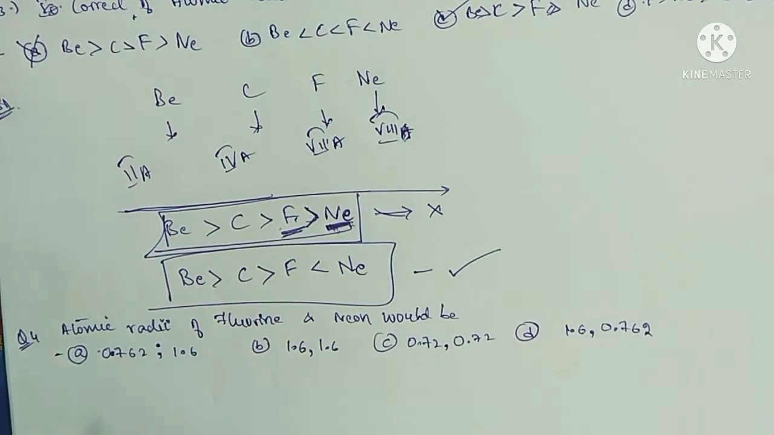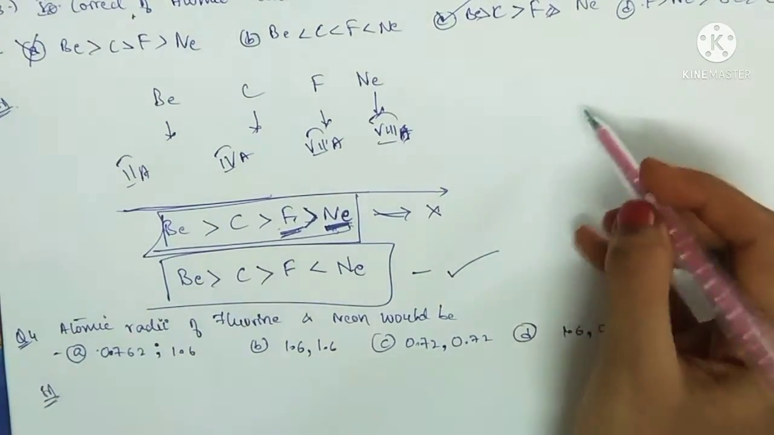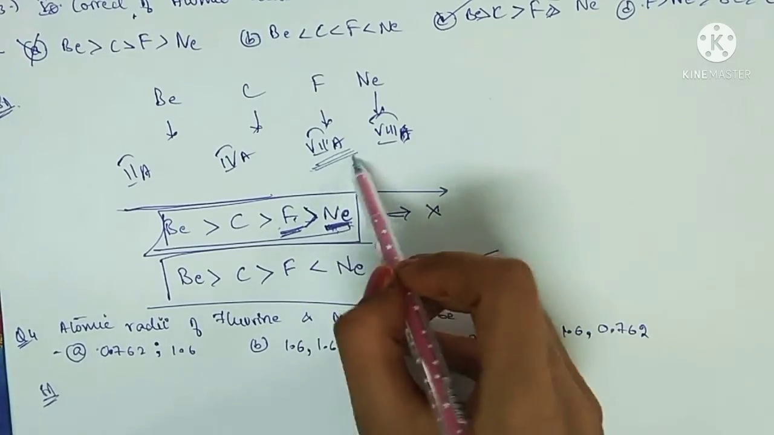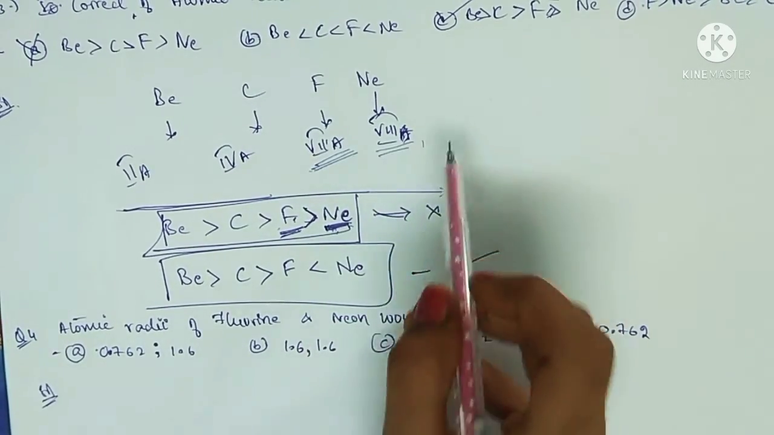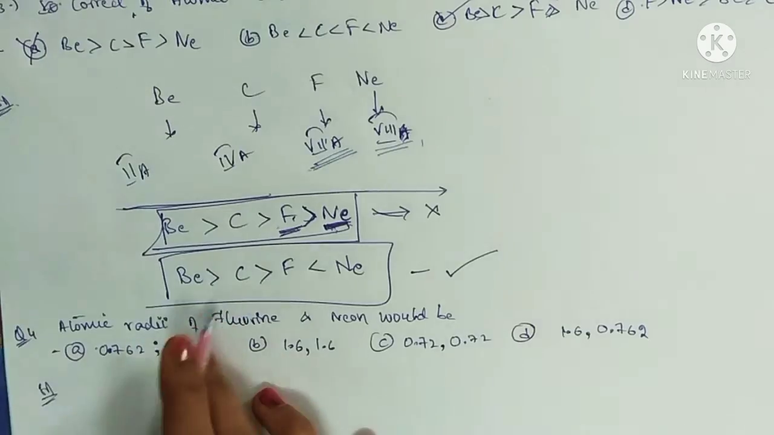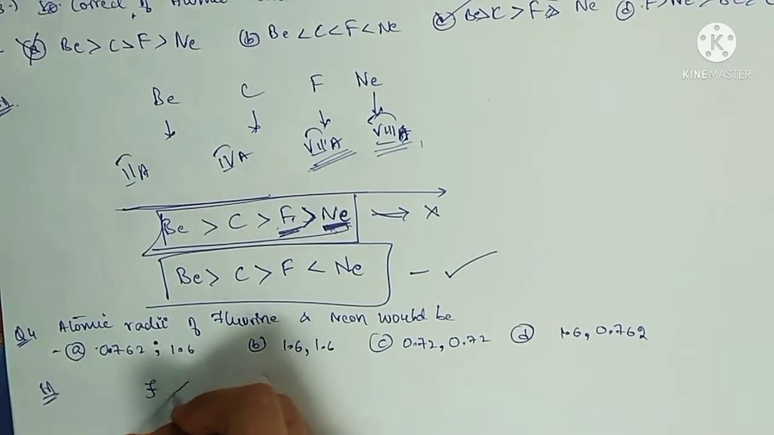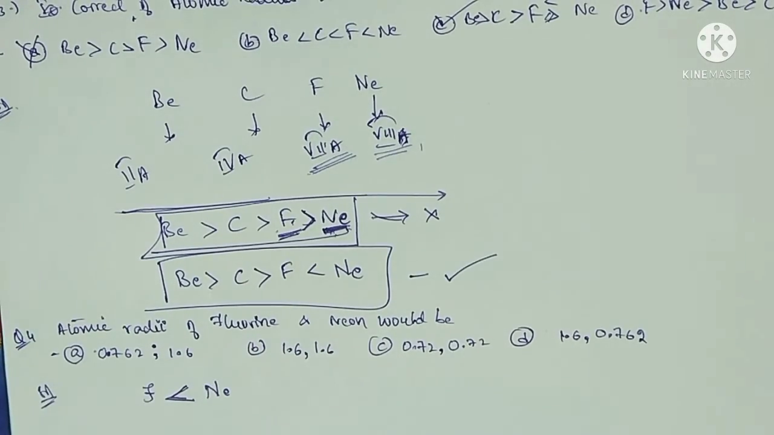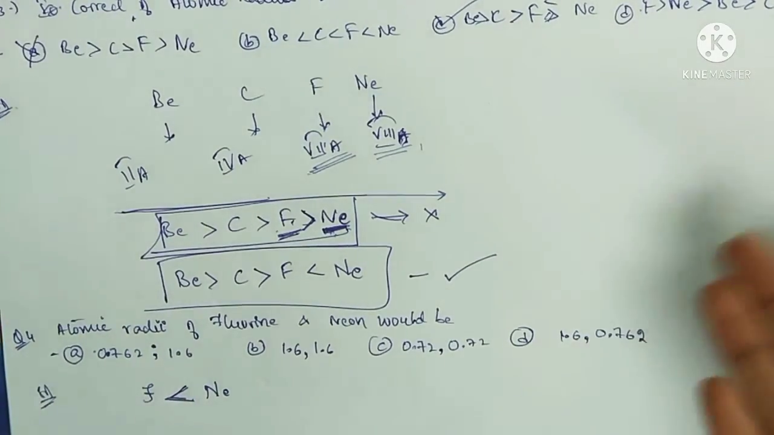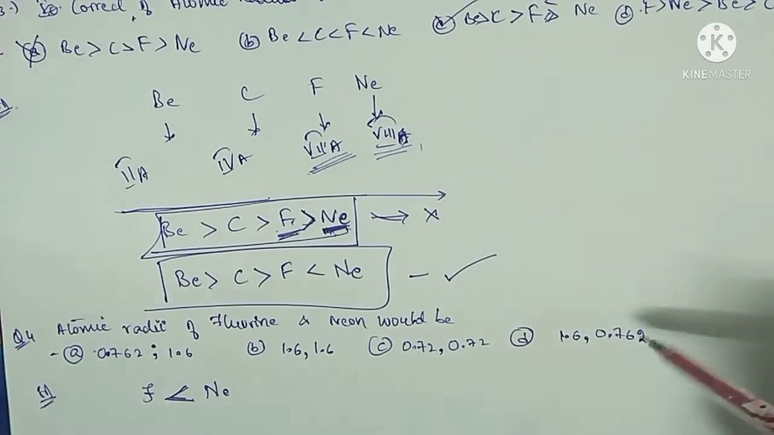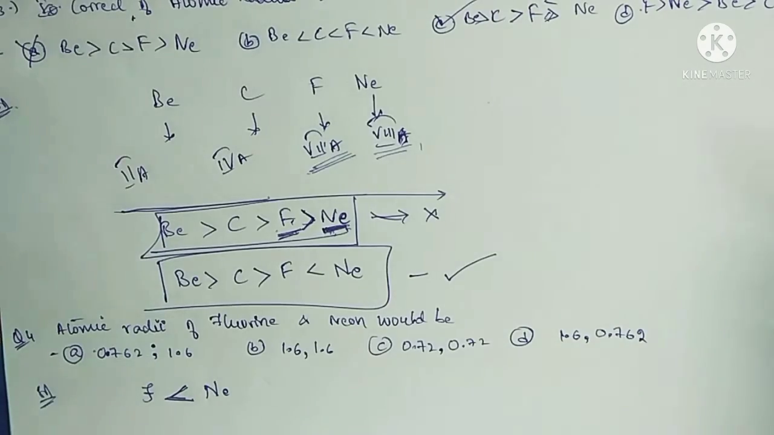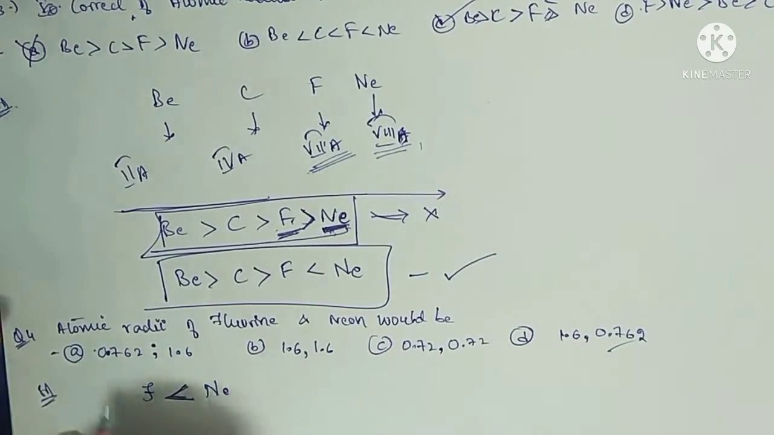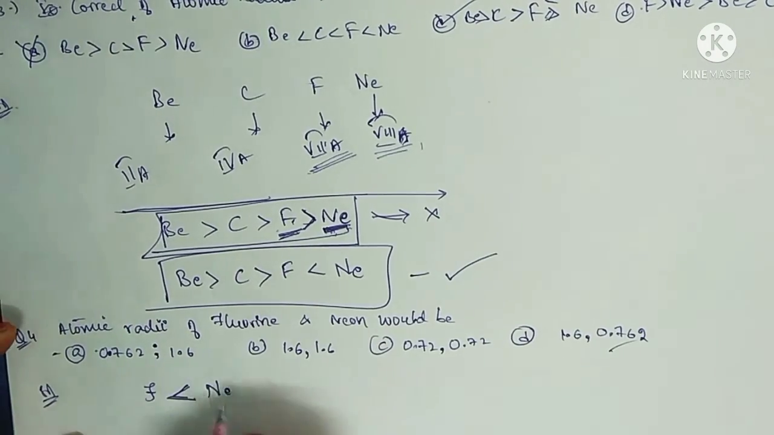So here, just now in the third question we have learned that the 7A group elements have less radius than 8th group elements. So according to that, fluorine has less radius than neon. And many people would think that we must memorize the atomic radius of elements, but actually there is no need to memorize the atomic radius for this question. Fluorine atomic radius is less than neon.